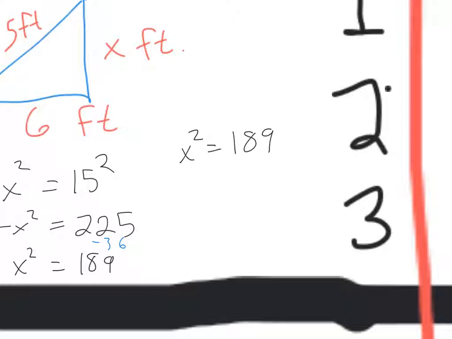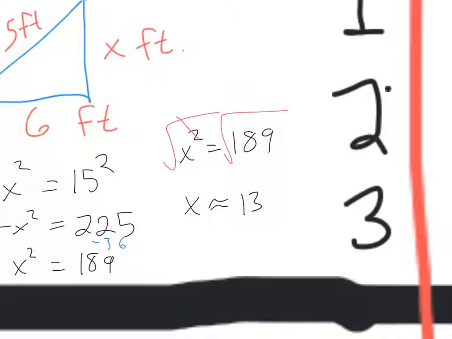To solve for x, we want to get x all by itself. So we have to do the opposite of squaring something. That's taking the square root. Take the square root of both sides, and you get x is approximately 13.7 when you do that in your calculator. And of course it's in feet.